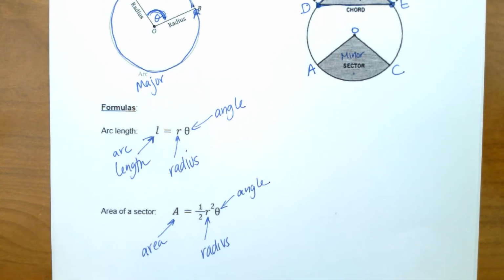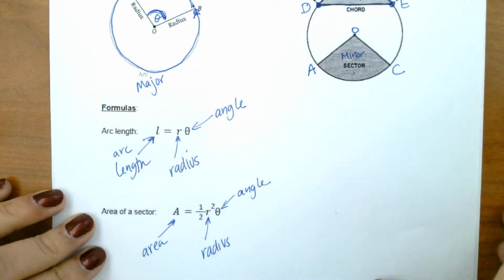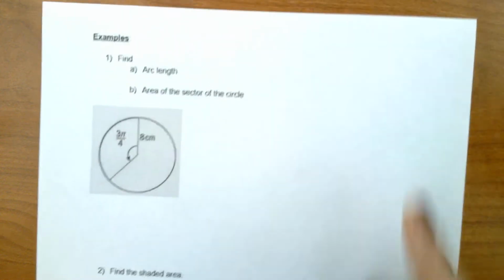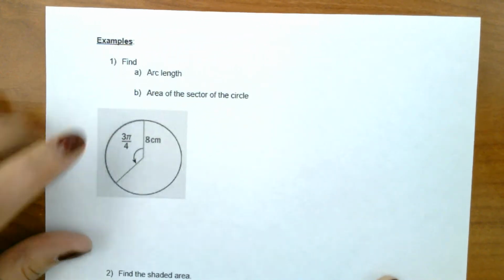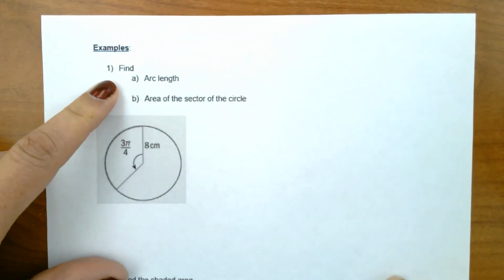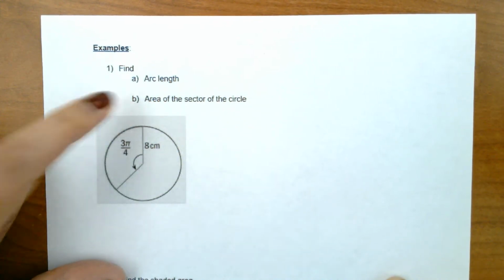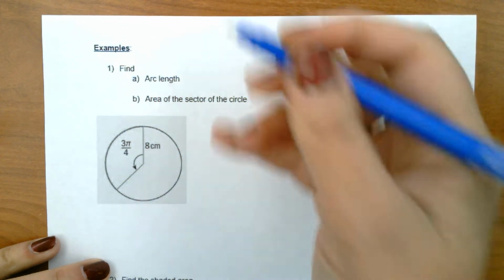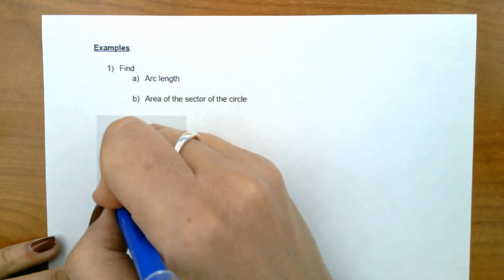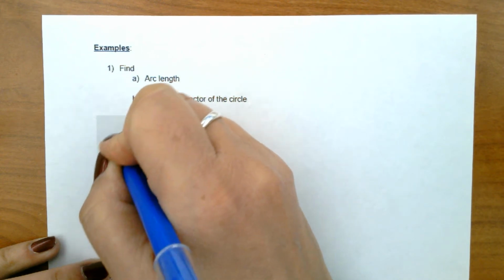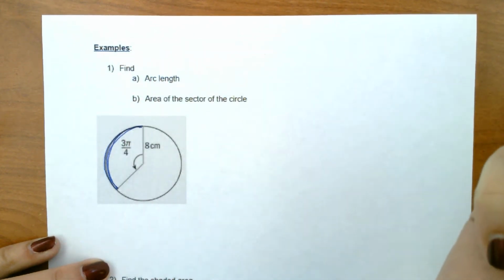Okay, there you go. Let's use these formulas. What types of examples would we have? All right, so first, examples. Here we have our circle. We're going to find A, the arc length, and B, the area of the sector of the circle. First, again, if they want arc length, they're talking about the minor one. So they're talking about this length right here. Let's find that.